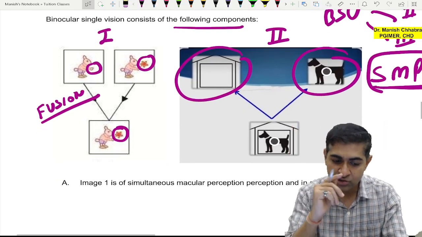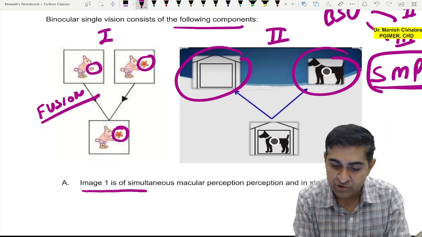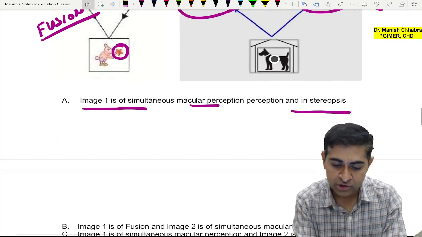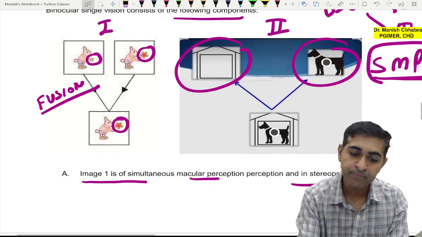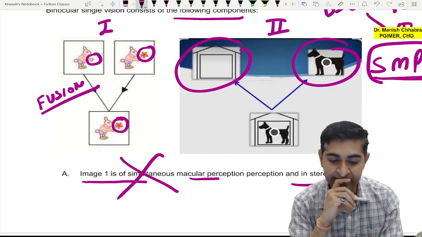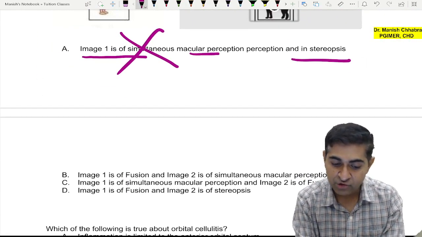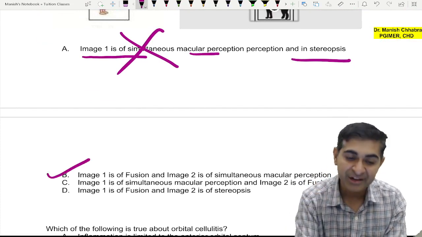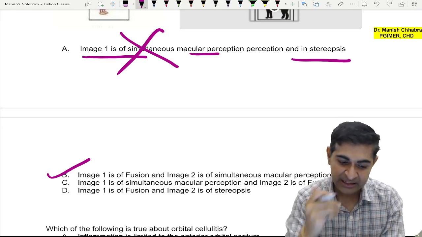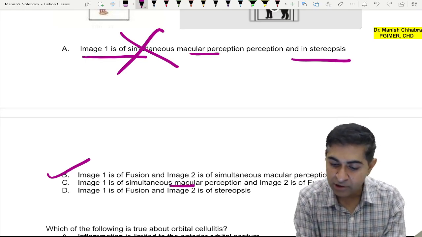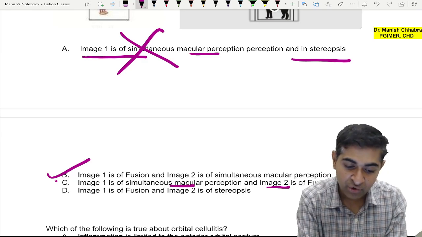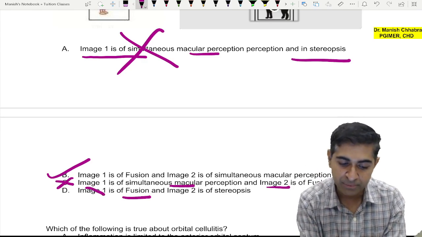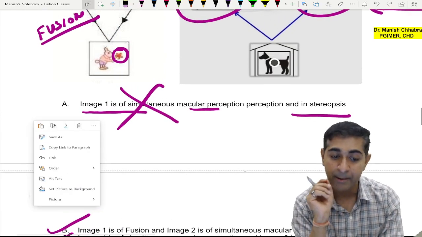Now you have got an idea. So A is, image 1 is of simultaneous macular perception and image 2 is of stereopsis. Okay, no, eliminated. Second is, image 1 is of fusion, image 2 is of simultaneous macular perception, right? Image 1 of simultaneous macular perception, 2 is of fusion. No, it's the opposite. Image 1 of fusion and 2 is of stereopsis. No, not at all. So the answer is B.